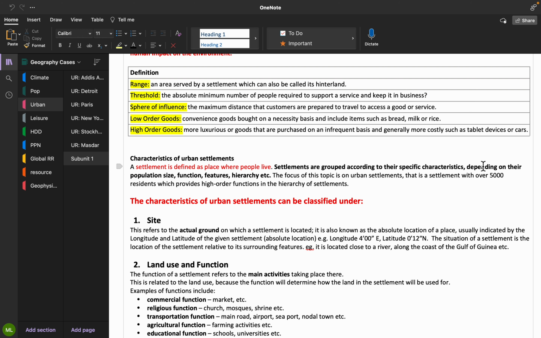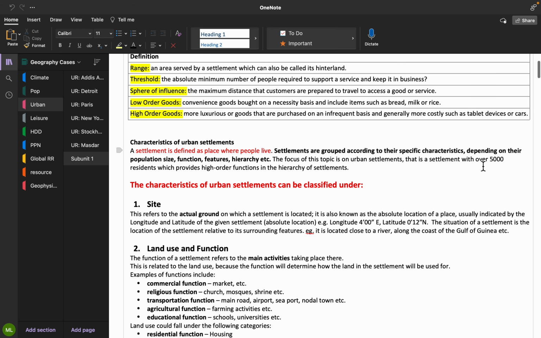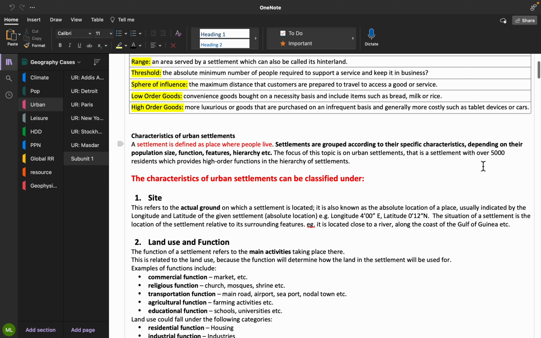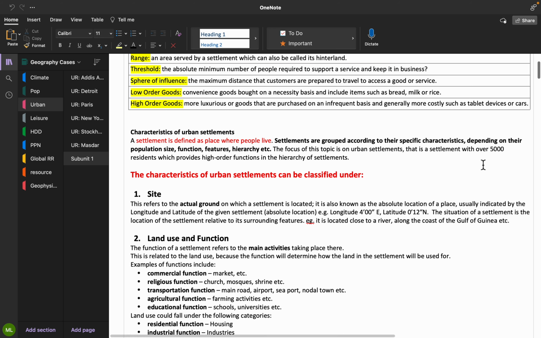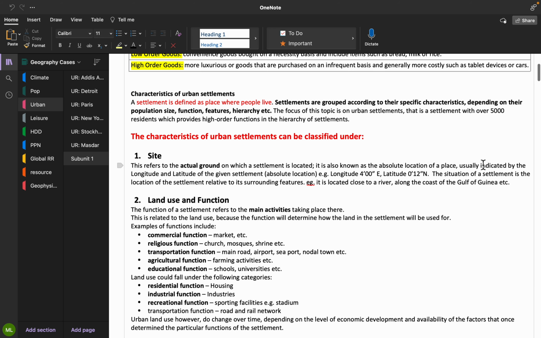Okay, now let's talk about the characteristics of urban settlements. So a settlement is defined as a place where people live. Settlements are grouped according to their specific characteristics, depending on their population size, function, features, and hierarchy on the urban pyramid. So the focus of this topic is on urban settlements itself. So let's start with the first one.